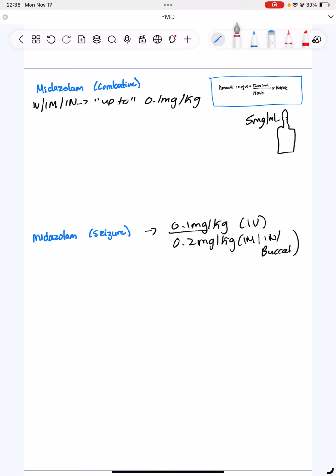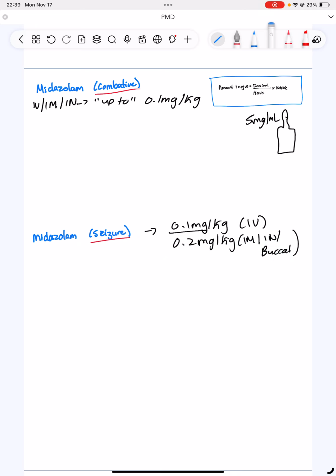Okay. So when we talk about Midazolam, the big thing to realize is that it's given for 2 different directives. It's given for combative patients and seizure patients. And when we give it for combative patients, we give up to 0.1 milligrams. But when we give it for seizure patients, we just give 0.1 milligrams. There isn't this up to component. And then to make it even more confusing, we actually give 0.2 milligrams if we don't give a potent route. So if we don't give it IV for a seizure, we're going to give 0.2 milligrams.